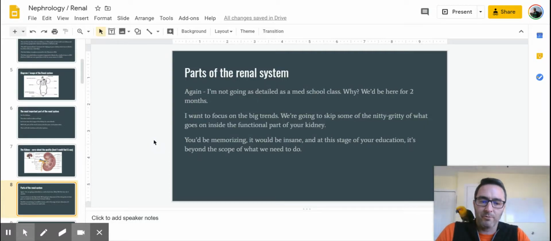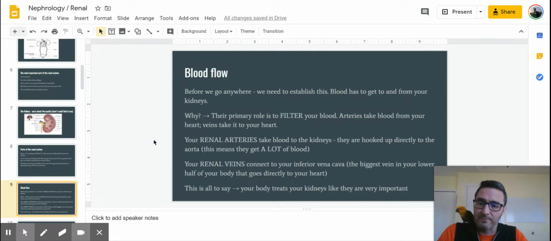So, as we're going over parts of the renal system, I really want to focus on big trends, and I don't want you to get insane about memorizing anything. There's a couple of parts that you really will need to keep track of this time, but don't drive yourself batty trying to be as detailed as you would be if you were in a med school or a nursing class. Okay, big picture here, guys. That's what we need to do.